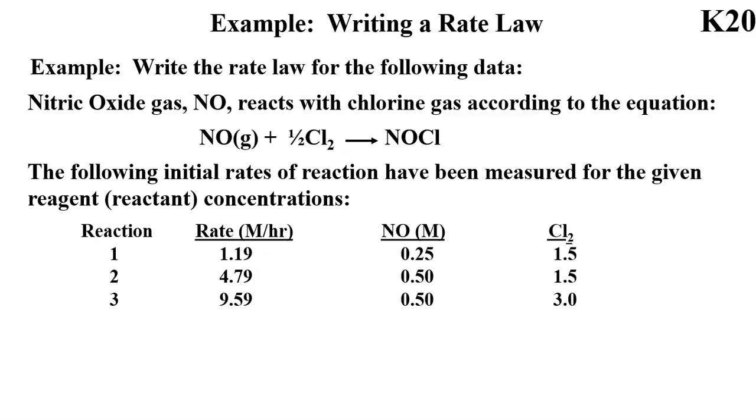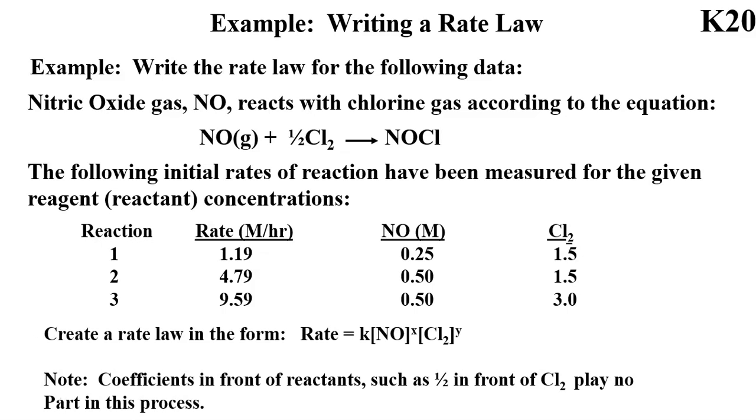And then you ran an experiment a third time. And this time you used 0.5 molar of NO and 3 molar of Cl2. So you doubled the concentration of Cl2. And when you did that, you found that the reaction ran at a rate of 9.59 molar per hour. So now we're going to use that data to compute the rate law for this particular reaction.